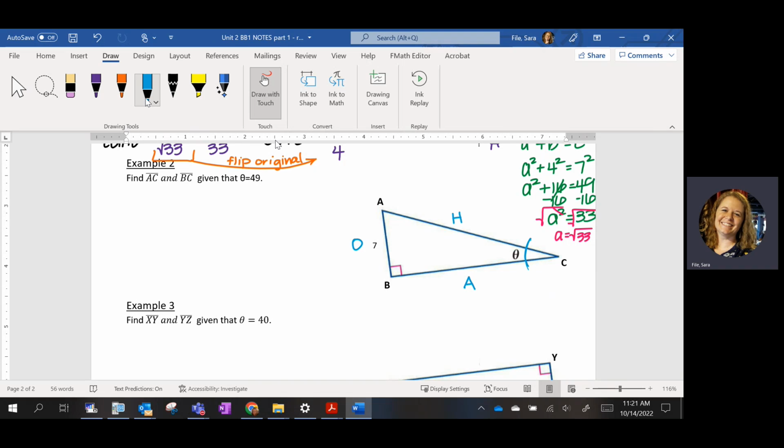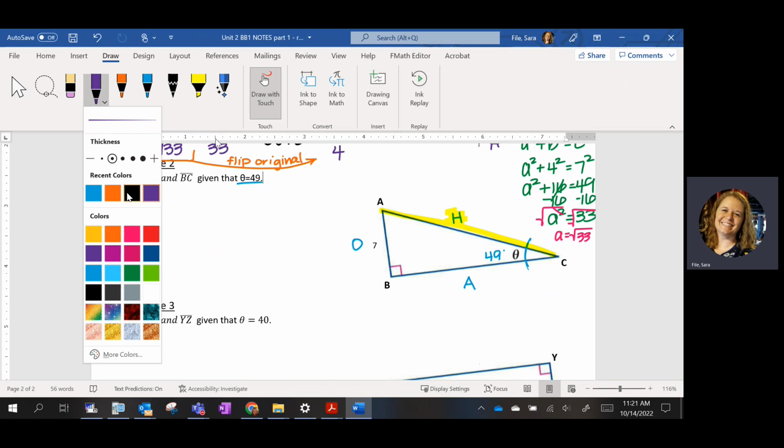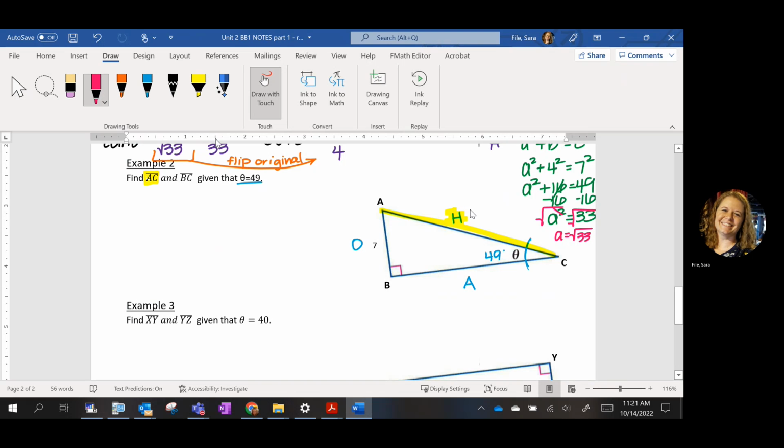Okay, they tell us that theta is 49, so I can go ahead and label that here. This is 49 degrees in this corner. And they want us to find AC. So AC is this one here, which is the H. Okay, I want to know AC. And I'm given O. What trig function puts O and H together?